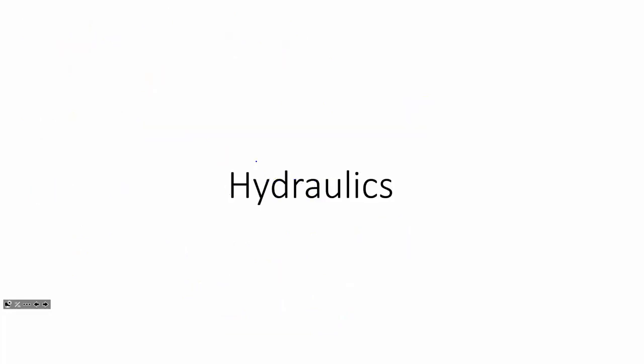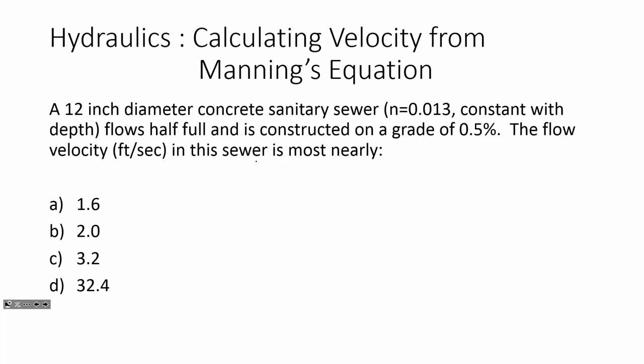All right, so let's move in and work a few hydraulics problems. Here we're going to be working a couple of Manning's equation problems and a Hazen-Williams problem. In this problem, we want to calculate the velocity using Manning's equation. We're given a 12-inch diameter concrete sanitary sewer with a Manning's n coefficient of 0.013, which is going to be constant with depth. We're told that this pipe is flowing half full and is constructed on a grade of 0.5%. The flow velocity in the sewer is most nearly what is what it wants you to solve for.